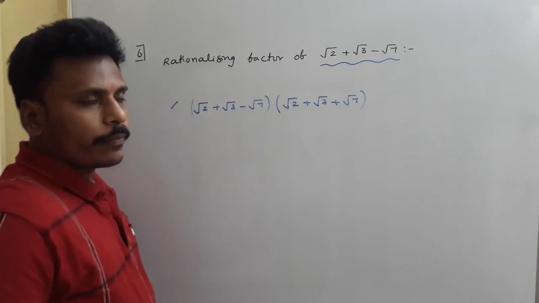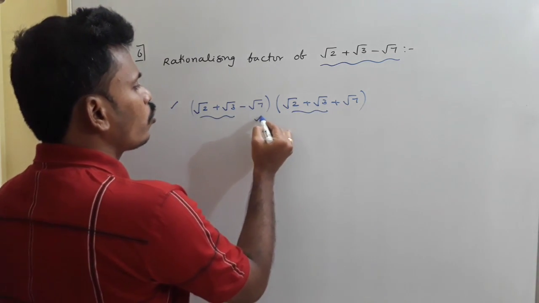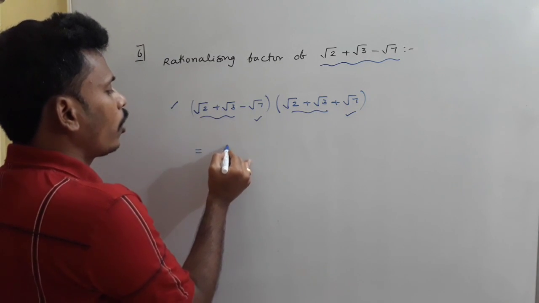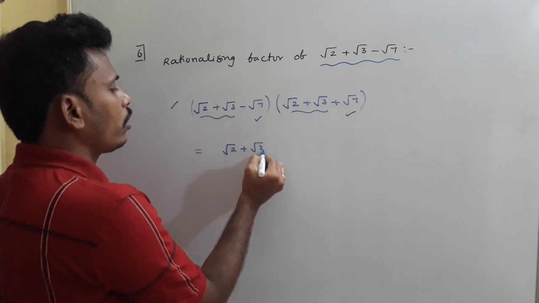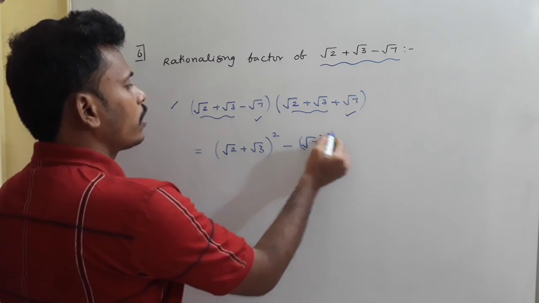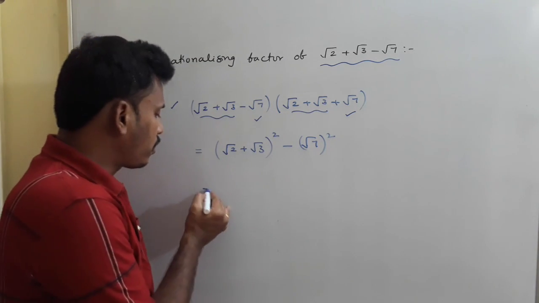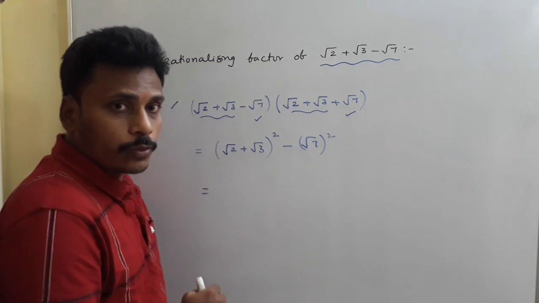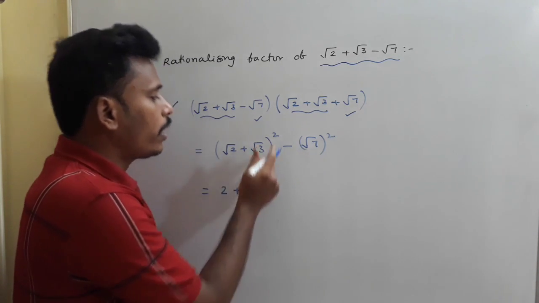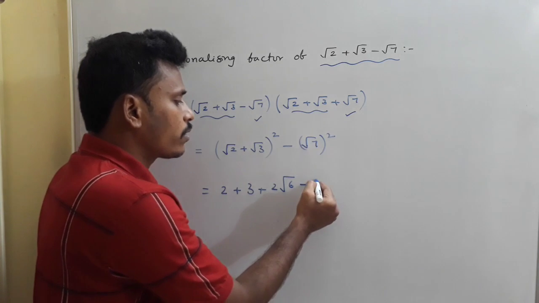Just change the symbol here. And while multiplying, take root 2 plus root 3 as x and this root 7 as y. So x minus y into x plus y is simply root 2 plus root 3 whole square minus root 7 whole square. Alpha minus beta into alpha plus beta is alpha square minus beta square. Root 2 plus root 3 whole square: root 2 square is 2, plus root 3 square is 3, plus 2ab, which is 2 root 6, minus root 7 square, which is 7.